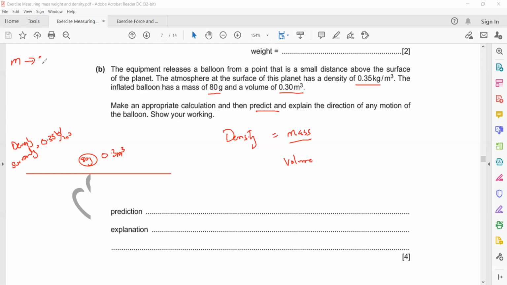So I have to convert it into kilogram. How do I convert gram into kilogram? We divide by 1000. So 80 divided by 1000 comes out as 0.08 kg. The volume is already given in meter cube, so we don't have to convert. It is written 0.30 meter cube. Now to get the density of the balloon, the mass is 0.08 and the volume is 0.3. So 0.08 divided by 0.3. What's the answer for density in kilogram per meter cube?